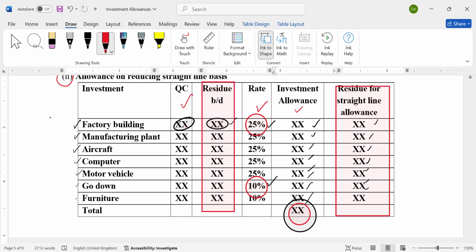Okay, ask your question. Hello, Malim. Yes. What about the one for the factory building for 50%? So it will be 50, then 25, 25. Sorry, it's not 50, then 25, 25. What is happening for such kind of investment?